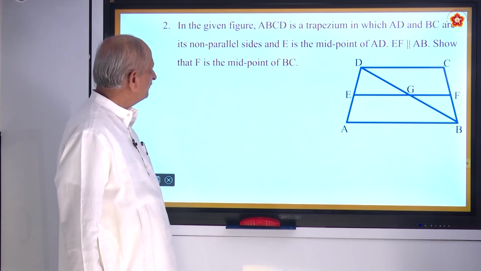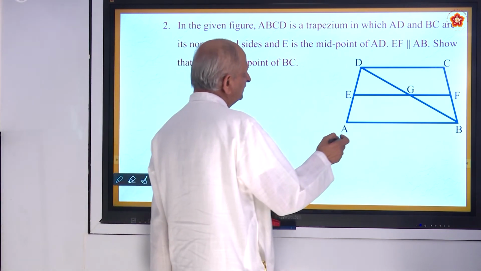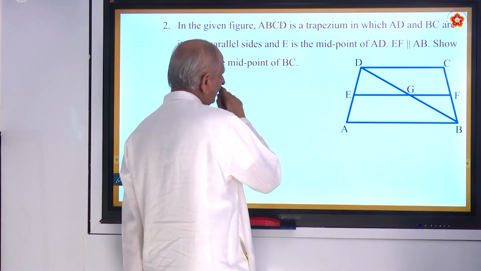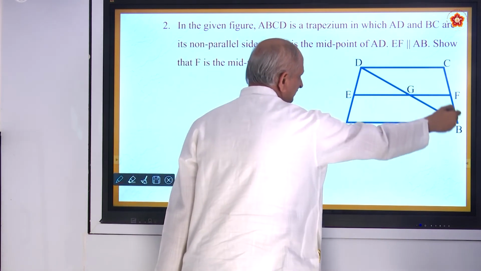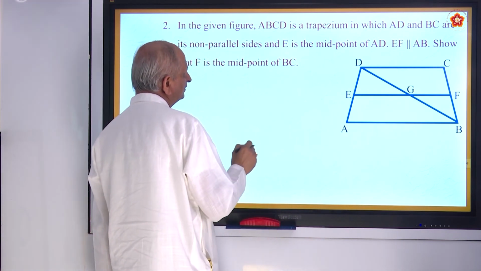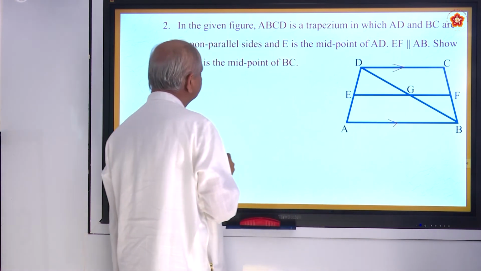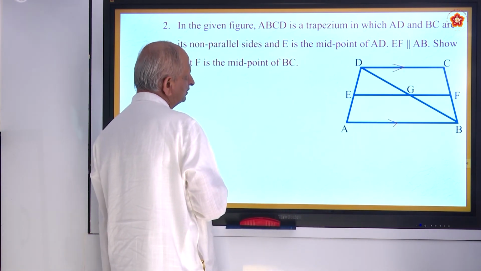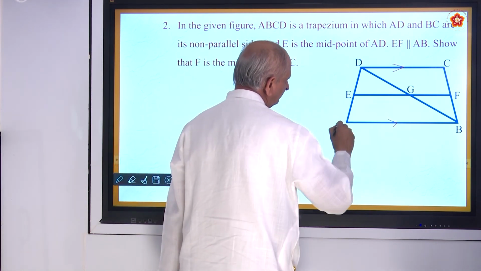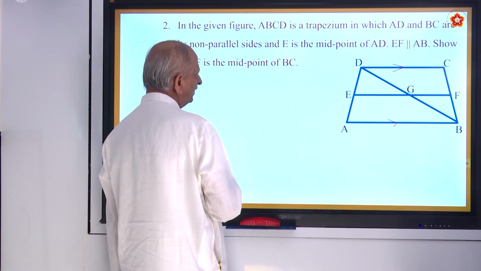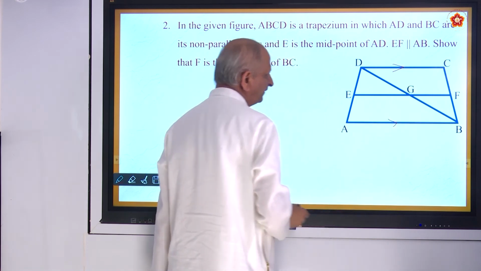Next question. The figure ABCD is a trapezium in which AD and BC are non-parallel sides. So these are non-parallel sides. And when you say trapezium, AB is parallel to CD, one property. EF is parallel to AB, that is given. Show that F is the midpoint of BC.